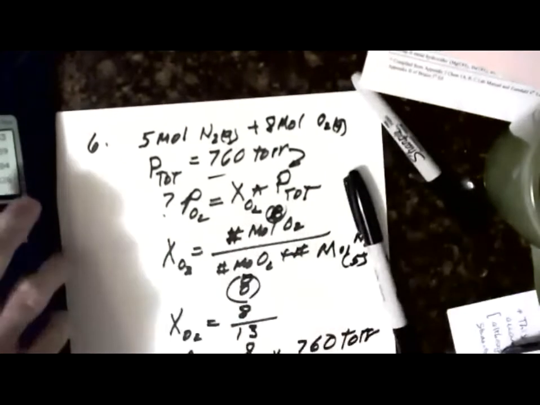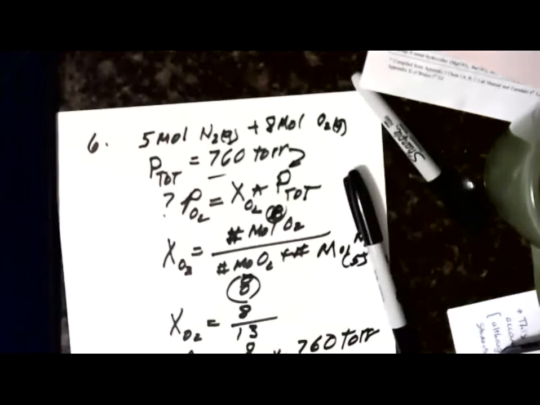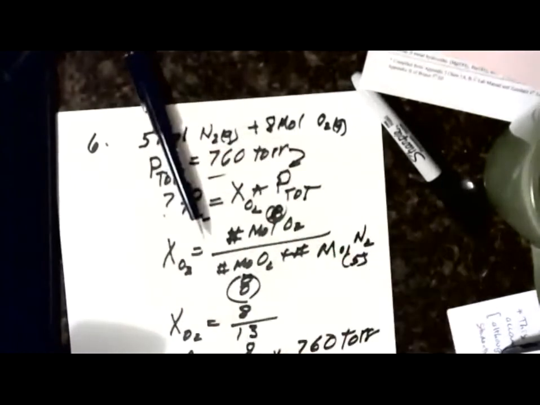So let's do the math and see what we get. So it's 8 times 760 divided by 13. And that's coming out to be... what did I do? Oh, you know what? I calculated the partial pressure of oxygen. The problem actually said, what's the partial pressure of nitrogen? Well, all is not lost.